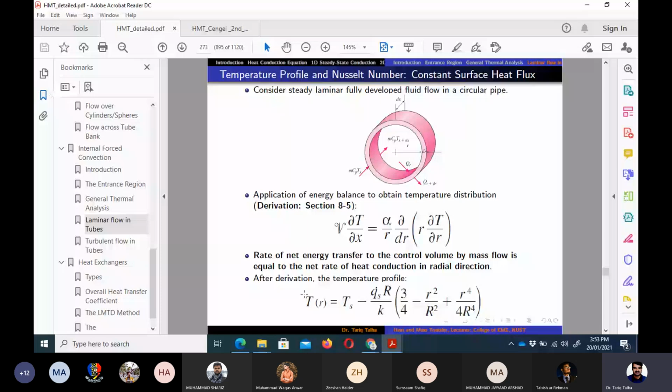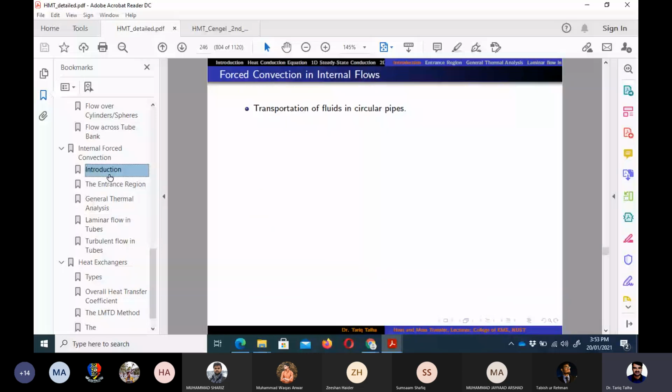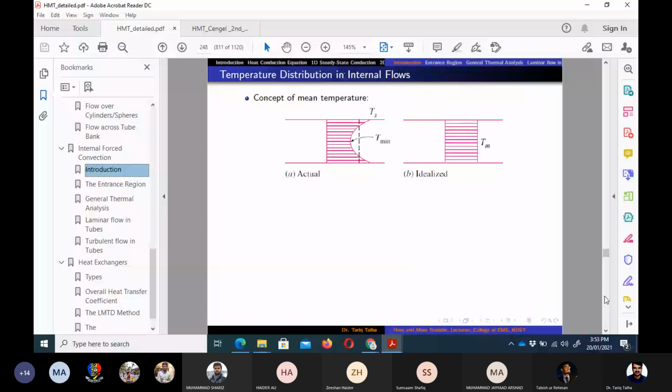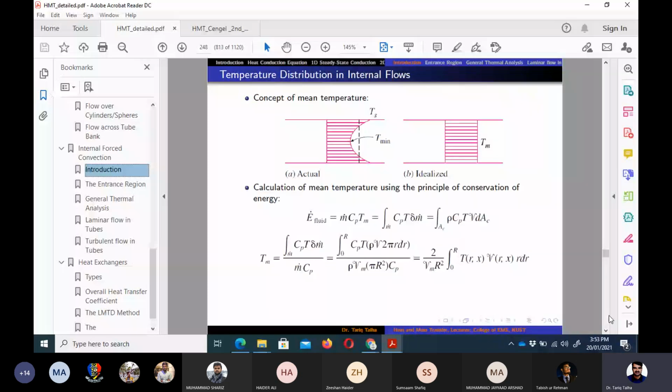So I have explained that T of r depends upon these four parameters, and if we want to calculate T of m, which is the mean temperature... in the first lecture, in the introduction, we also derived one relation for Tm, the mean temperature. T of m was equal to 2 divided by Vm R square, the temperature profile times the velocity profile, into r dr. So now we are going to get the Tm value, the mean temperature, from this derivation.